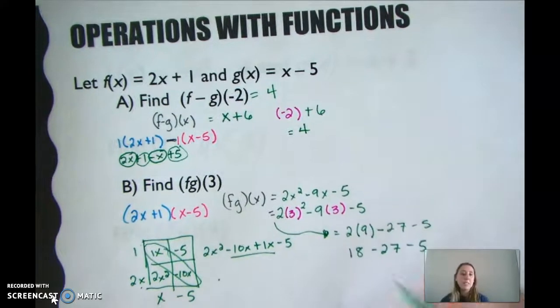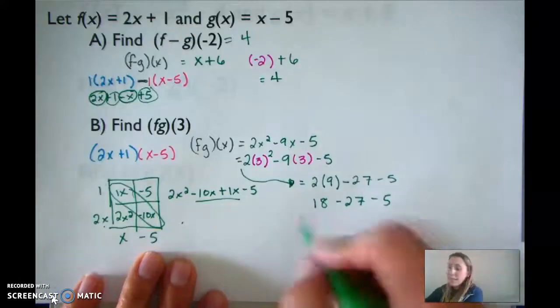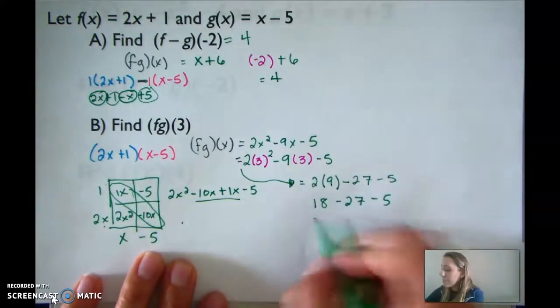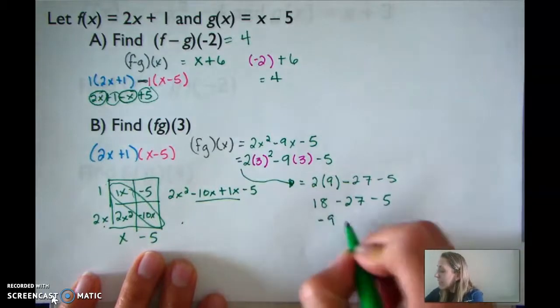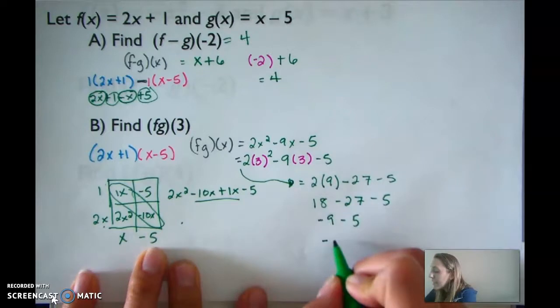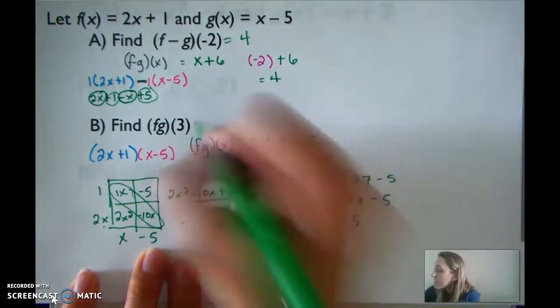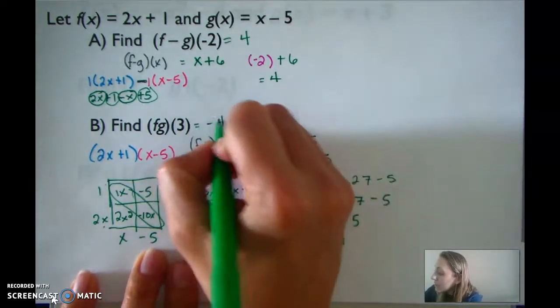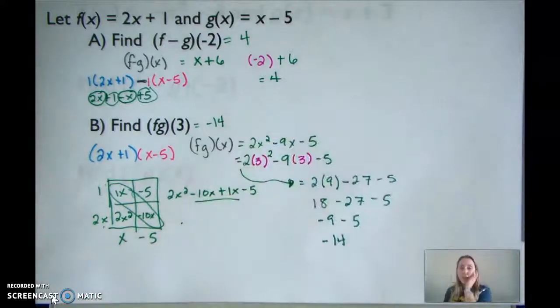18 minus 27. Alright, I went ahead and moved the paper so you could see it. So 18 minus 27 is negative 9 minus 5. Negative 9 minus 5 is negative 14. So this equals negative 14. Alright, if you have any questions, please come to class with that or email me and I would love to answer your question.